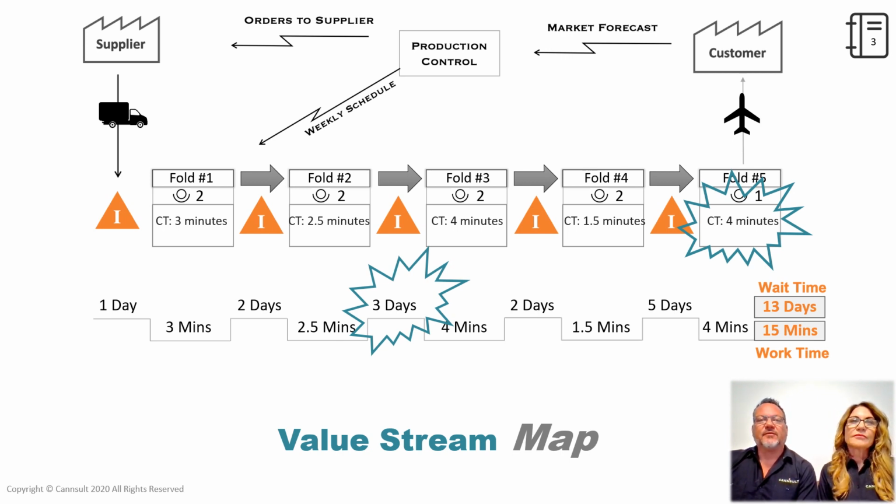In our example, they are focusing on the 3 days waiting between steps 2 and step 3, and also on the cycle time of 4 minutes for the final step.